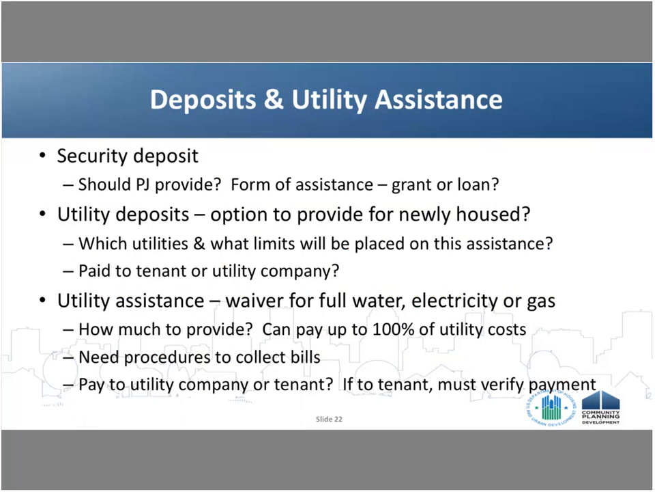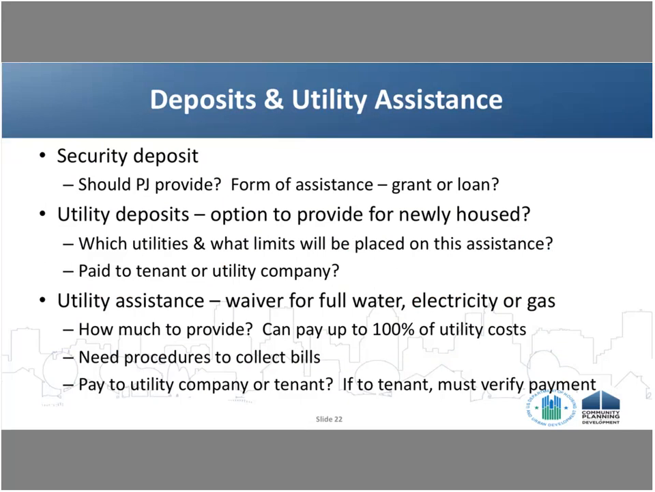Or will you do a program where you're providing those deposits in the form of a grant to the household, which administratively obviously is easier and is a quite common program design? We've also already touched on the cap security deposit of 2 times the rent.